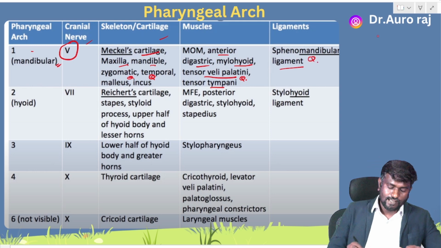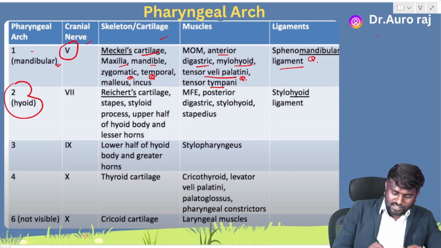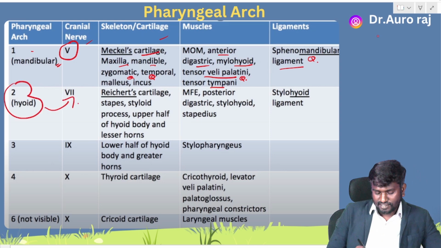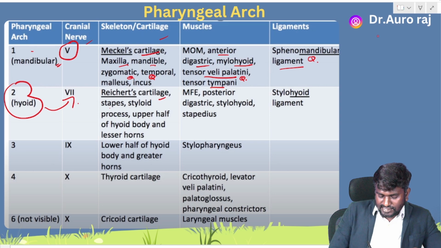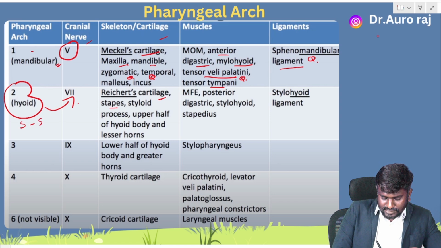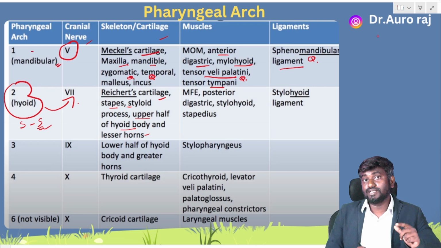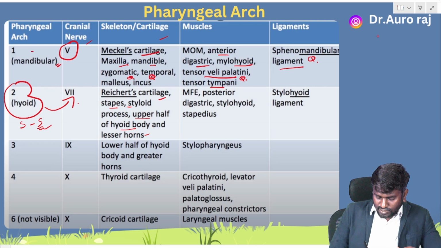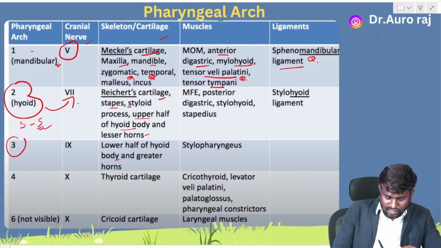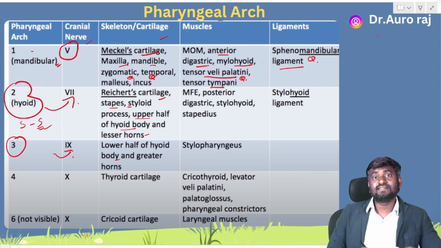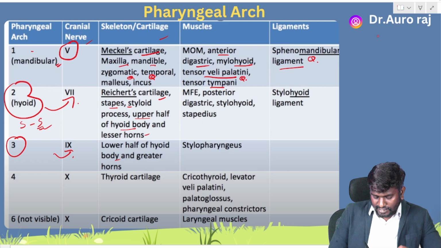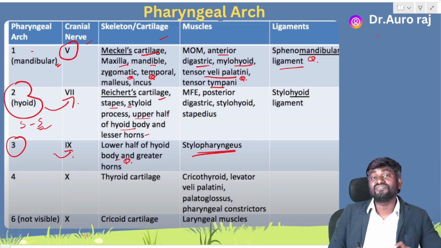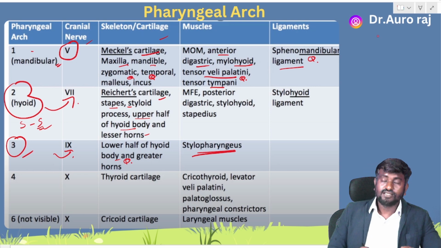Sphenomandibular ligament, yes. Now the second arch, please remember, it is supplied by facial nerve. It gives rise to Reichert's cartilage, stapes. We have styloid process again, and the upper half of the hyoid body and lesser horns. The lower half of the hyoid body is formed by the third pharyngeal arch, supplied by the ninth nerve, glossopharyngeal nerve, and the greater horns. Please remember this. It is going to also give rise to stylopharyngeus. Stylopharyngeus is derived from the third arch.